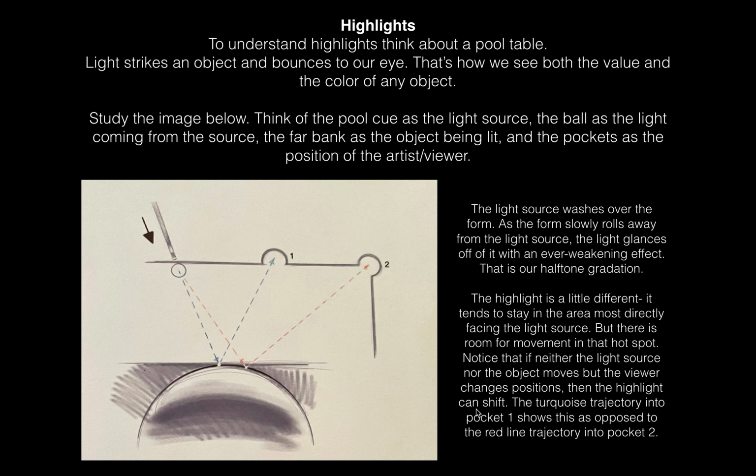Okay, so next up is highlights. To understand highlights, think about a pool table, right? So this is a little diagram of a pool table here. Light strikes an object and bounces to our eye. That's how we see both the value and the color of any object. So study the image below.